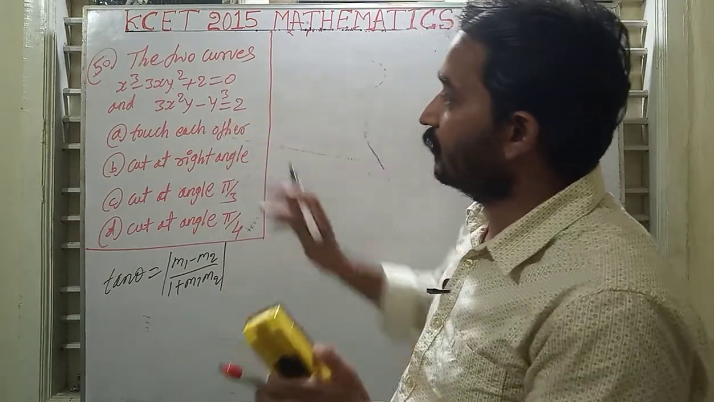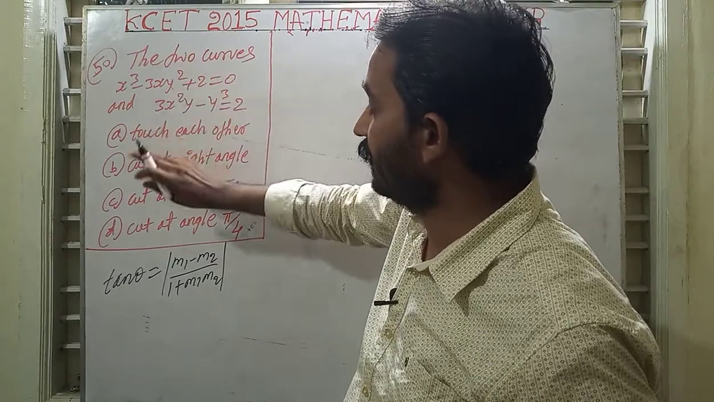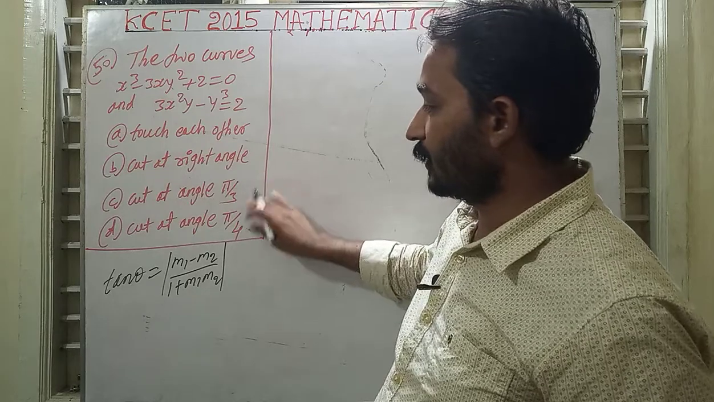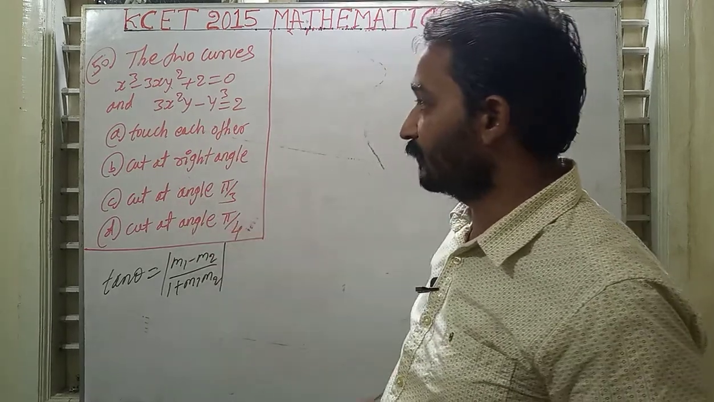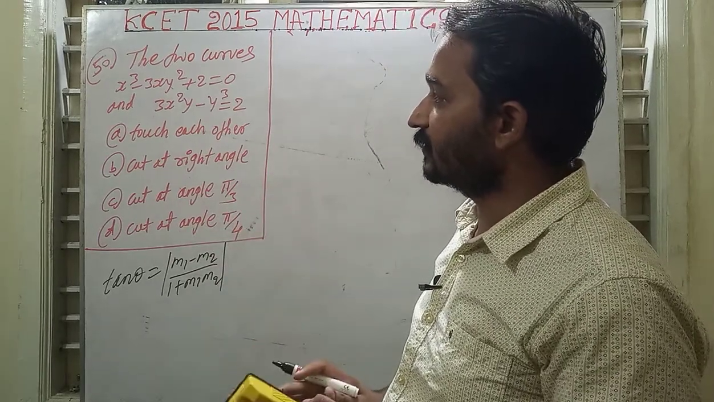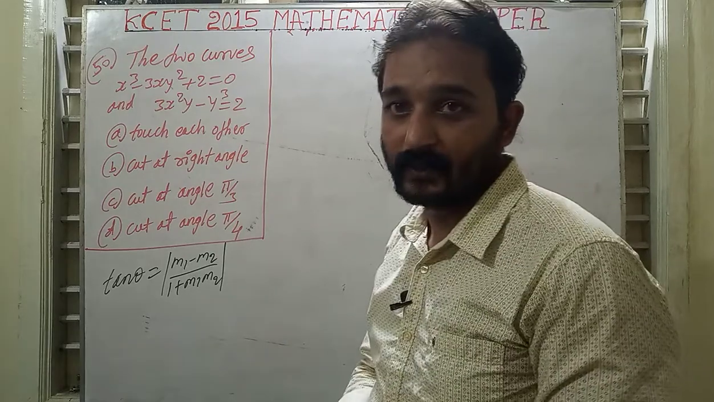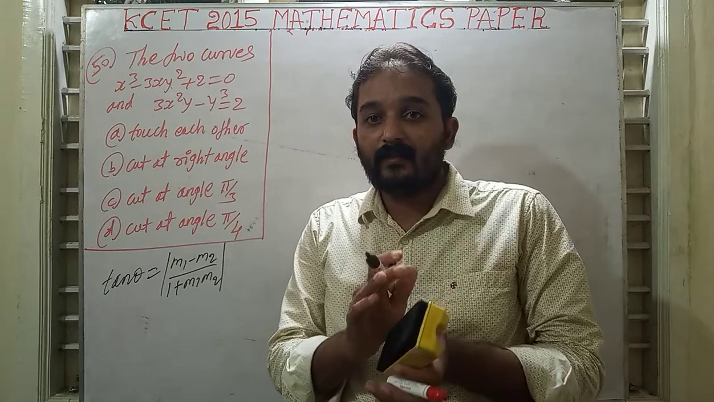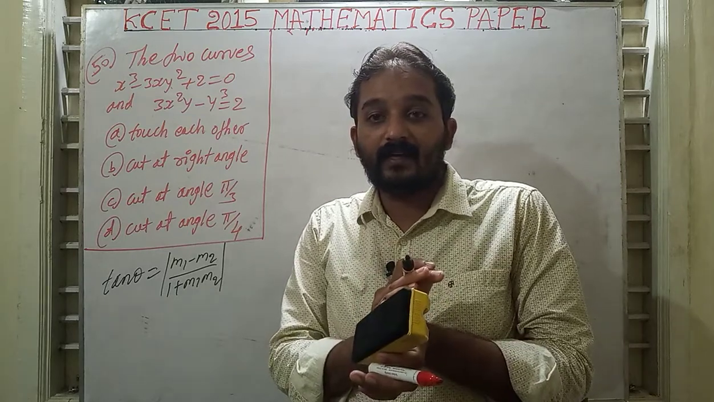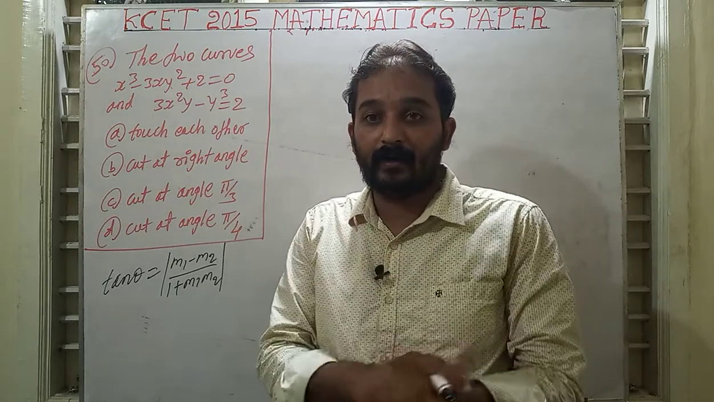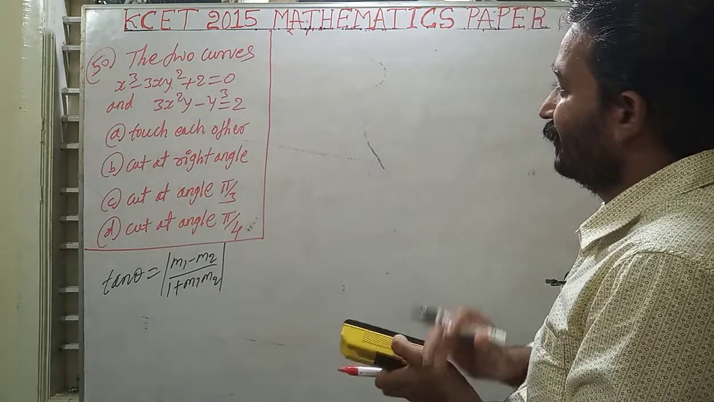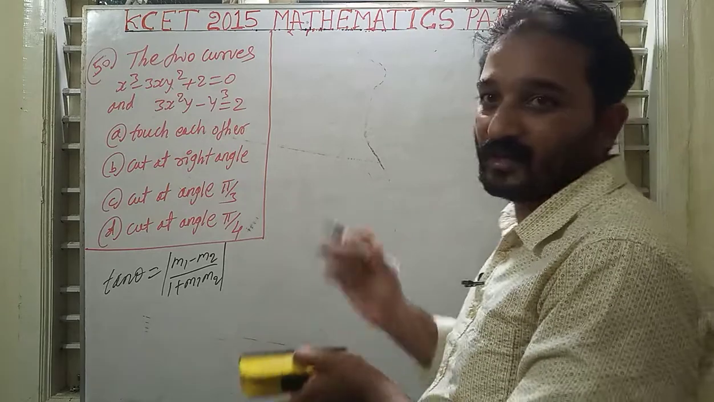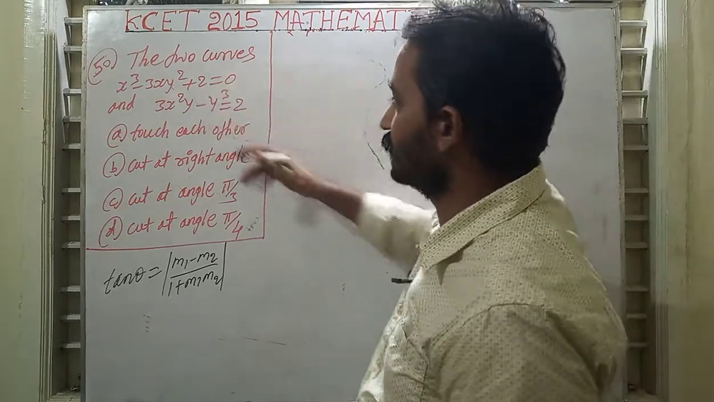The question says that if two curves are given, they touch each other, cut at right angle, cut at angle pi by 3, or cut at an angle pi by 4. It means we have to find the angle between the curves. Angle between the curves means the angle between the tangents drawn at that point. So draw rough curves of these two equations.